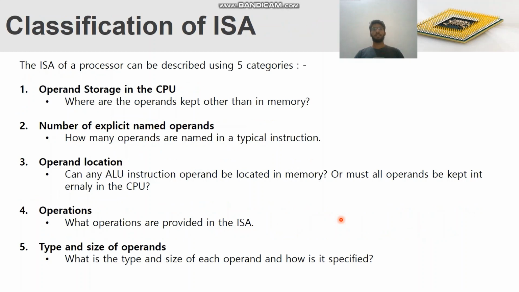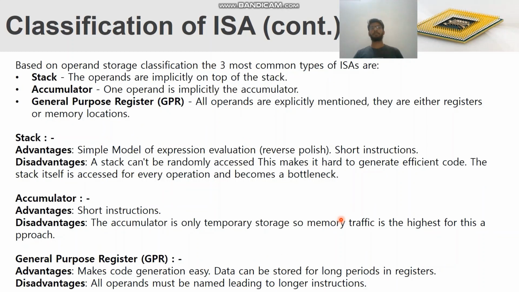Moving on to the next slide, we can classify ISAs into five different categories, which are operand storage in the CPU, number of explicit named operands, operand location, operations, and type and size of operands. Moving on to the next slide. Based on the operand storage classification, the three most common types of ISAs are based on stack architecture, accumulator architecture, and general purpose register architecture.